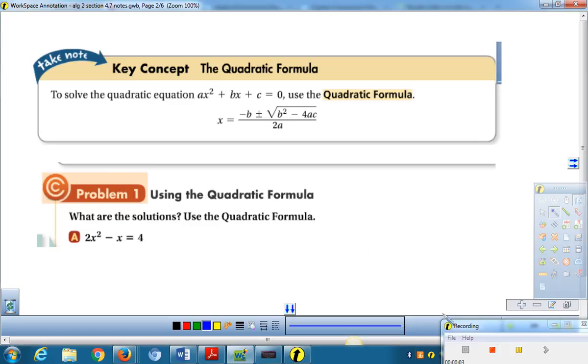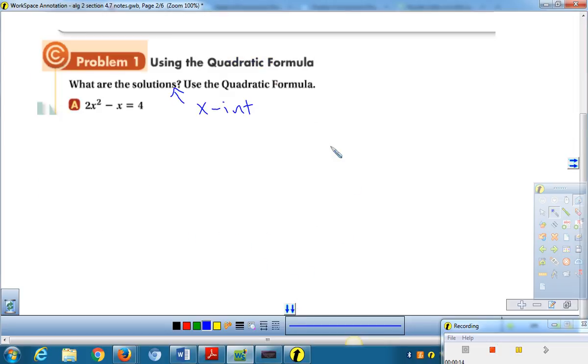Section 4.7, quadratic formula. Our quadratic formula is given here, and we're doing problem 1. We're asked what are the solutions. When we are asked to find solutions of a quadratic equation, what are we looking for? They are x-intercepts. So when it asks us to find solutions, we're looking for x-intercepts using the quadratic formula.